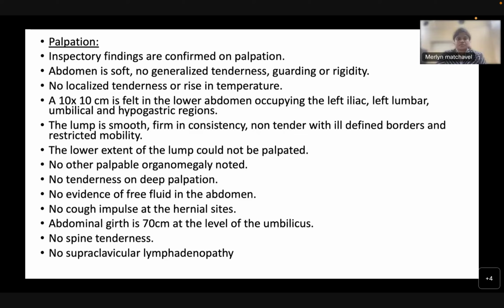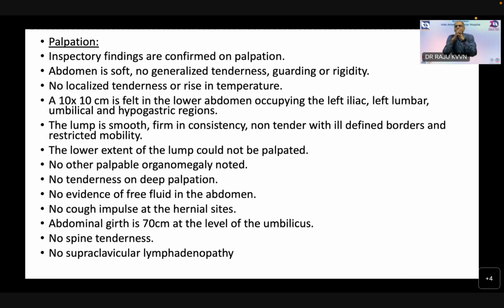Okay. So you're saying it is an adnexal mass. Adnexal mass, yes, ma'am. Okay, fine. And the borders were ill-defined, but approximately 10 by 10. Did it cross the midline? No, ma'am. It does not cross the midline. Merlyn, is it bimanually palpable or not? So the mass was palpable bimanually and it had restricted mobility. But I could not appreciate the ballotability because of the restricted mobility.